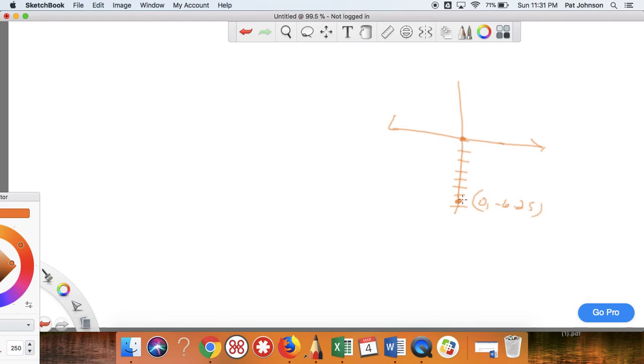Since our focus is up here, it has to open up. Remember, the focus is inside the parabola. So if I went down here, it would be outside. This is one characteristic that they don't really stress, but you should know. So it's going to do something like this. So I know my vertex, (0, negative 6.25). Remember, I'm using this equation, a times (x minus h) squared plus k, because it opens up or down. Now, if this opened left or right, this would be x equals a times (y minus k) squared plus h.